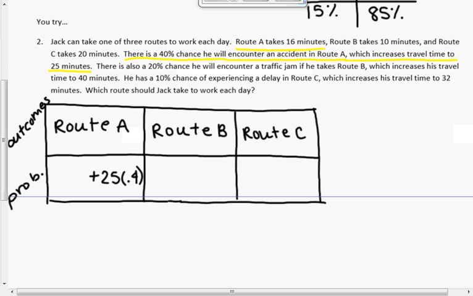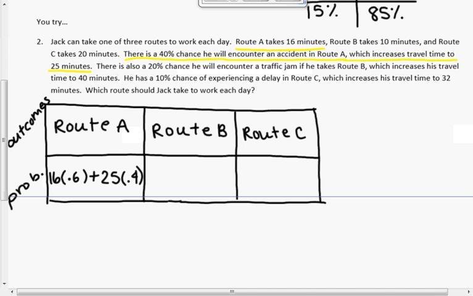But then if I go back to it, it says normally it takes 16 minutes. So if it takes 16 minutes when there's not a traffic jam, and there's a traffic jam 40% of the time, what percent of the time is there no traffic jam? What percent is it actually going to take 16 minutes? You should be saying 60%, which is going to be 0.6. So I'll come back and we'll actually figure out what that number is later. But let's go ahead and move on to Route B.